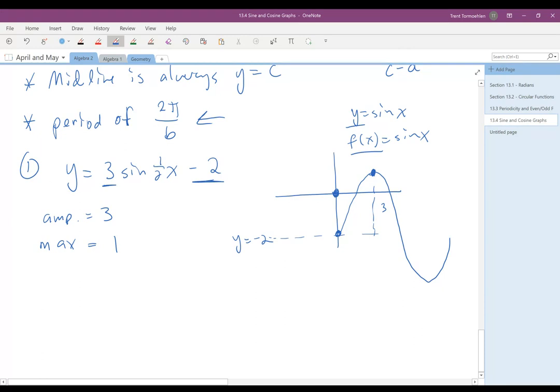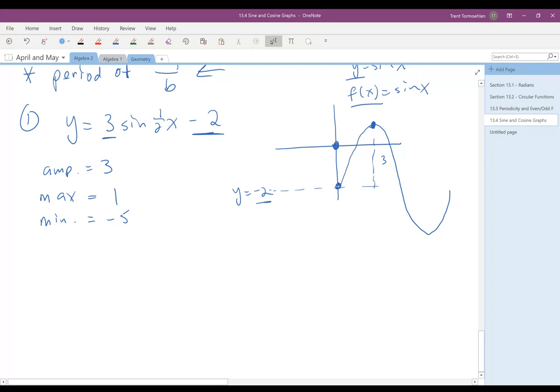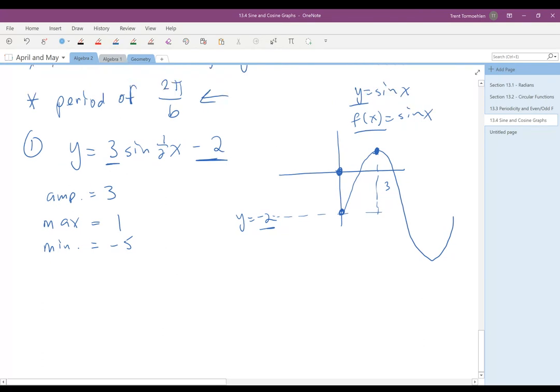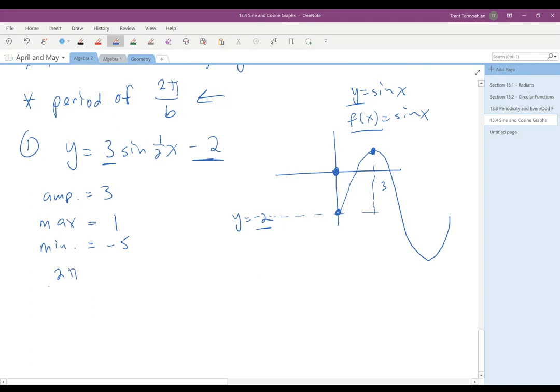And then the min is just going to be -2 minus 3. And so the minimum value is just going to be -5. And then the last part of it is the period. And so the period, we know that we have b is 1/2. And so the period is just going to be 2 pi over 1/2, which turns out to be equal to 4 pi. And so the period on this graph just turns out to be 4 pi.